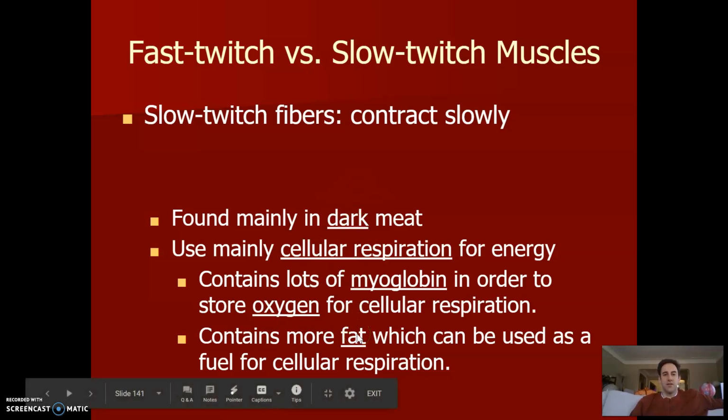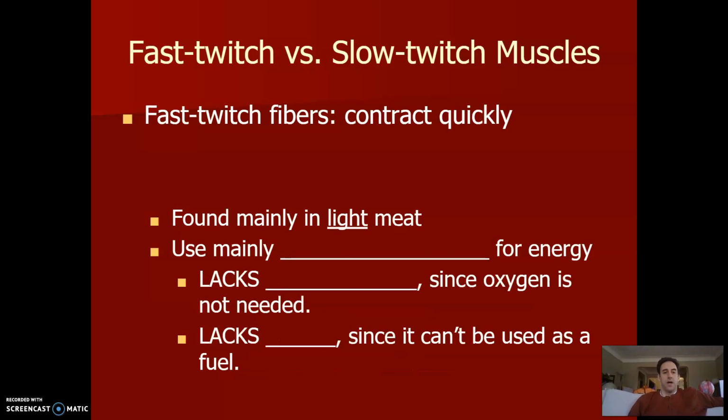Interestingly, this type of muscle also contains more fat because fat can be used as a fuel source for cellular respiration. And that's why dark meat tends to be a little juicier and, in my humble, correct opinion, tastier. If you disagree, your opinion is wrong.